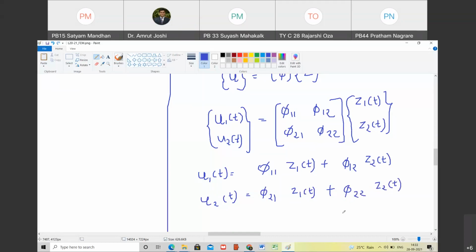So you have to understand that u1 of t is a consequence of z1 of t as well as z2 of t. Do you agree with me? Yes, sir. And z1 of t is being multiplied by phi 1 1. z2 of t is being multiplied by phi 1 2. Are you with me? Yes, sir. अब एक कंसेप्ट और हम सीखेंगे जिसको बोला जाता है मोड शेप्स. Are you with me? Yes, sir.